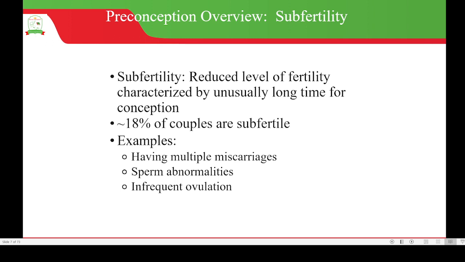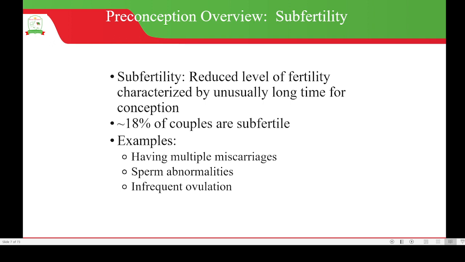Subfertility, as mentioned earlier, refers to reduced level of fertility characterized by unusually long time for conception. And it is known that about 18% of couples are subfertile. Some of the factors that may make someone subfertile are having multiple miscarriages. If a woman miscarries continuously, then she might be termed as subfertile. Then sperm abnormalities. Some men have immotile sperm.